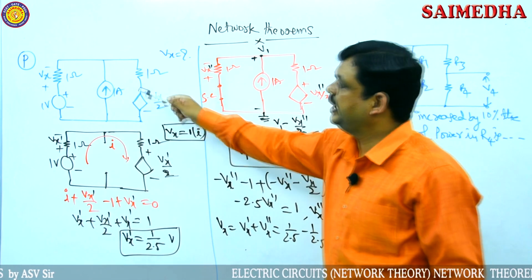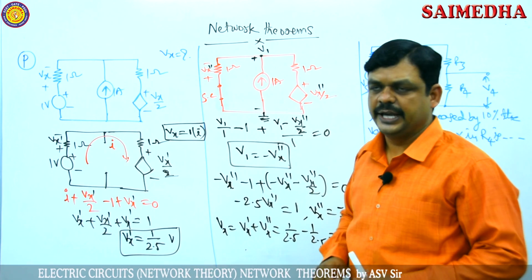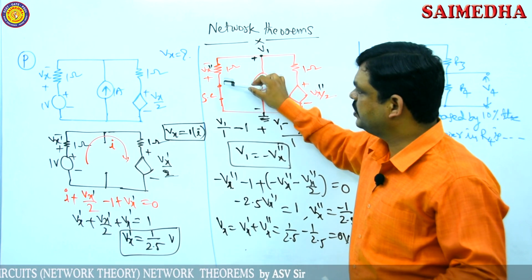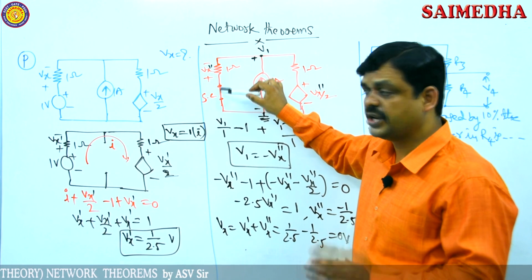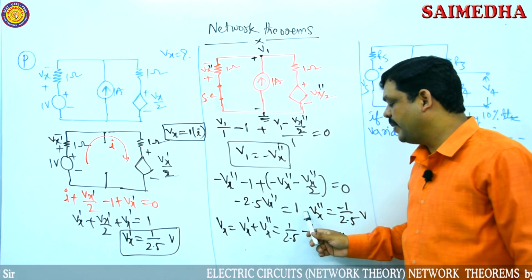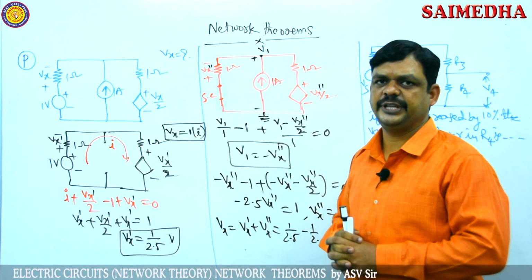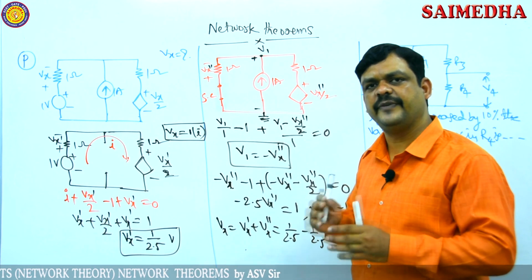And similarly, later I applied the current source. When the current source is activated, the voltage sources are eliminated. The voltage source acts as a short circuit, and that gives Vx double dash, which is equal to minus 1.25 volts. So from the superposition theorem, the total response is equal to the sum of the individual responses.